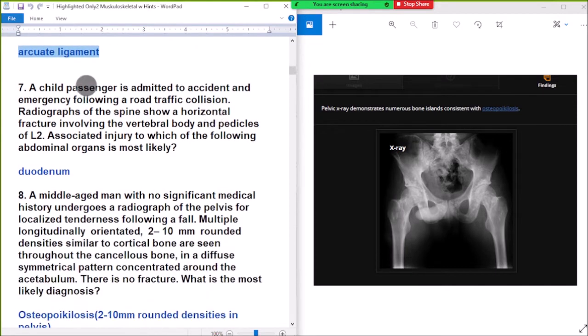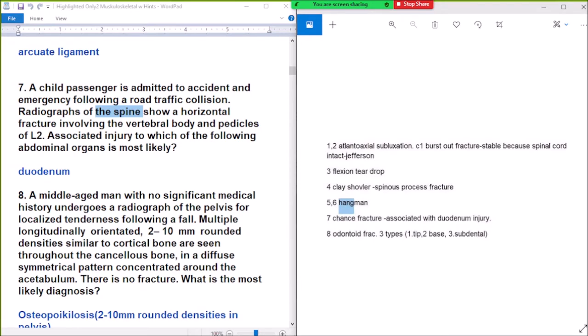Question number 7. A child presents to the emergency department following a road traffic collision. The radiograph of the spine shows a horizontal fracture involving the vertebral body and pedicles of L2. Associated injury to which of the following organs is most likely? Duodenum. Now this is describing a chance fracture. Chance fracture.